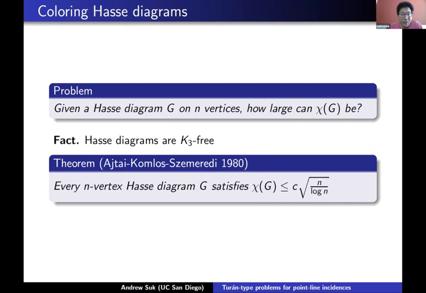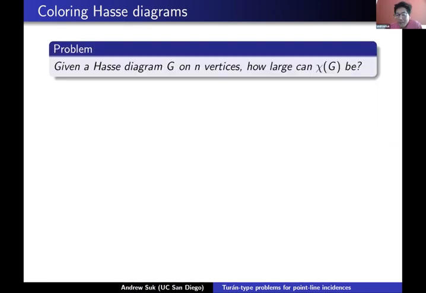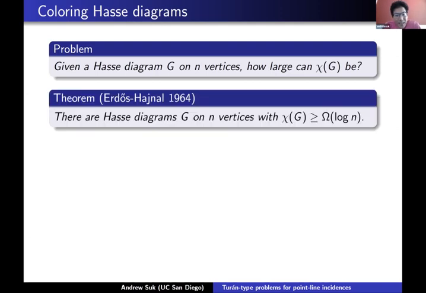In the other direction, though, you could take an old construction of Erdős and Hajnal known as shift graphs to show that Hasse diagrams do have arbitrarily large chromatic number, so it's not bounded. And in particular, what it shows is that there are Hasse diagrams on n vertices with chromatic number at least log n.